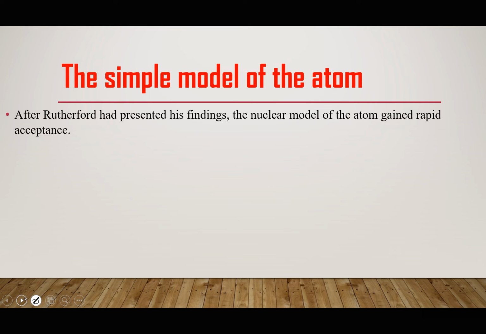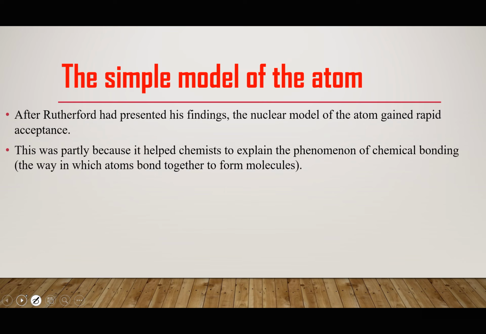So after Rutherford had presented his findings, the nuclear model of the atom gained rapid acceptance. Which findings did Rutherford present? We are going to see what findings he presented. But the nuclear model became widely accepted, especially by chemists. This was partly because it helped chemists to explain phenomena of chemical bonding, the way in which atoms bond to form molecules. Those are chemical reactions or chemical bonding. So chemists loved this model very much because it helped them to explain how atoms bond together to form molecules.